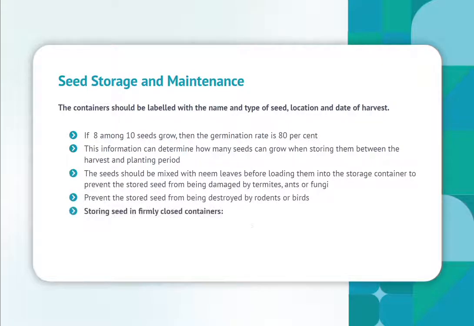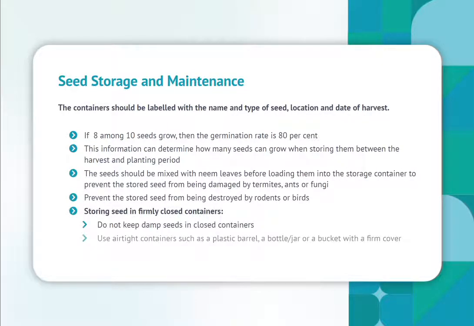If 8 among 10 seeds grow, then the germination rate is 80%. This information can determine how many seeds can grow when storing them between the harvest and planting period. The seeds should be mixed with neem leaves before loading them into the storage container to prevent the stored seed from being damaged by termites, ants or fungi. Prevent the stored seed from being destroyed by rodents or birds.